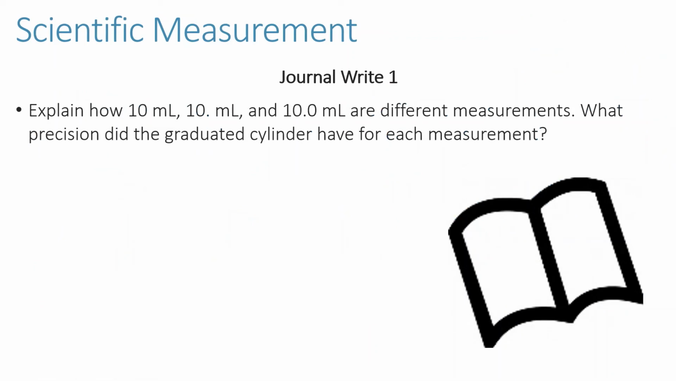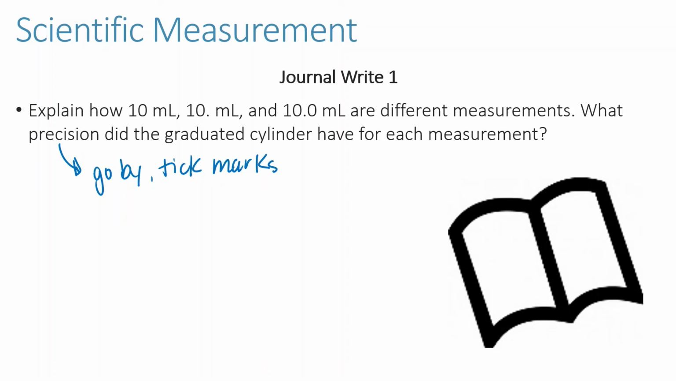So you have journal write 1 here. You want to explain how 10 milliliters, 10. with a decimal milliliters, and 10.0 milliliters are different measurements. What precision did the graduated cylinder have? I'm really asking you here, what does it go by? What were the tick marks on the graduated cylinder that would give us these precisions in our answers?